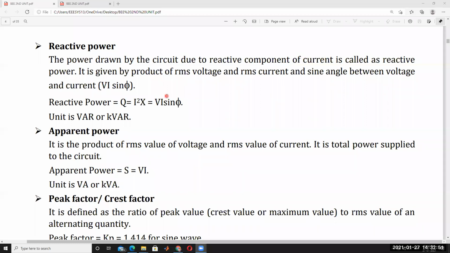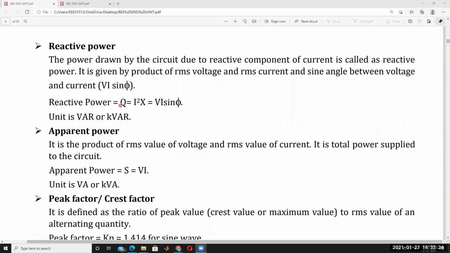You can easily understand this in further classes. So what is meant by reactive component? The power drawn by the circuit due to the reactive component of current is called reactive power. It is given by the product of the RMS values of voltage and current, and the sine of the angle between voltage and current, that is VI sin phi. Phi is called the angle between voltage and current, the reactive power angle. Then the total VI sin phi is called reactive power.